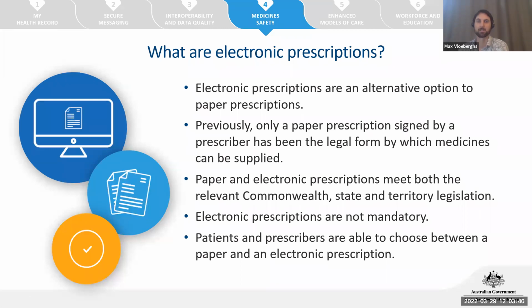As I mentioned, electronic prescriptions are an alternative to paper prescriptions. Previously, only paper prescriptions signed by a prescriber have been a legal form for the supply of medication, but changes to the Commonwealth legislation from October 2019 recognise the electronic prescription as an alternative legal form by which medication can be supplied under the Pharmaceutical Benefits Scheme. Electronic prescriptions are not mandatory, and there's still the option to choose paper when it is required.